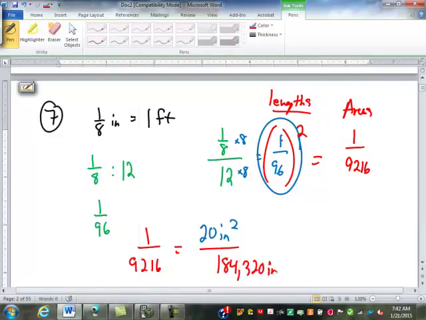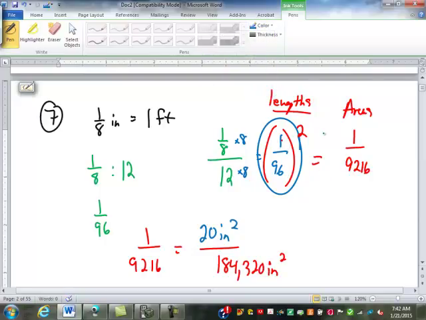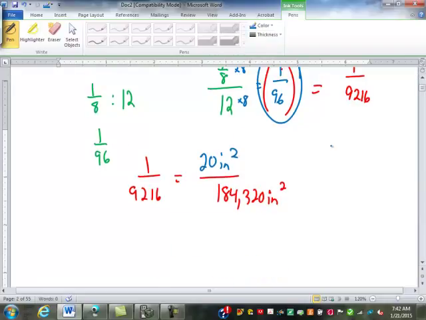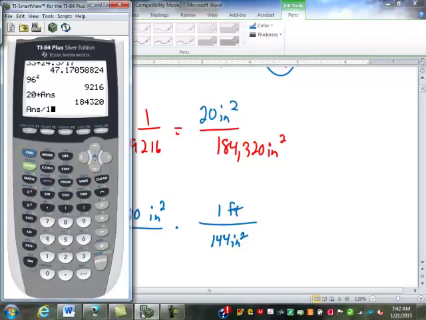184,320 square inches. Now, of course, we don't really want the area in square inches. We want it in square feet. How do we convert square inches into square feet? Don't multiply. Divide by not 12, but 144. Good. It's square inches and square feet, so it's 12 by 12. So we'll divide that by 144.